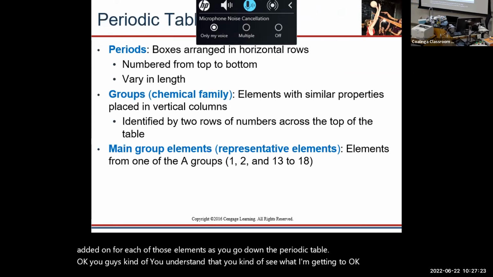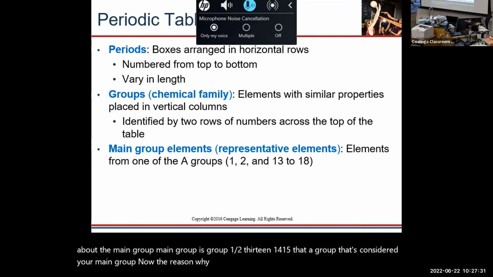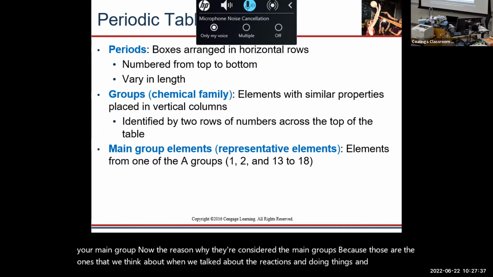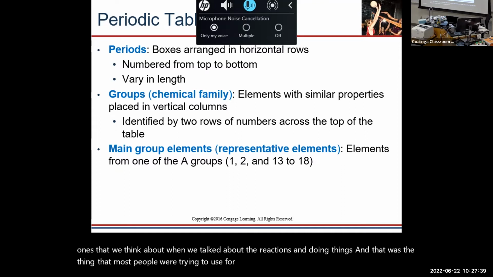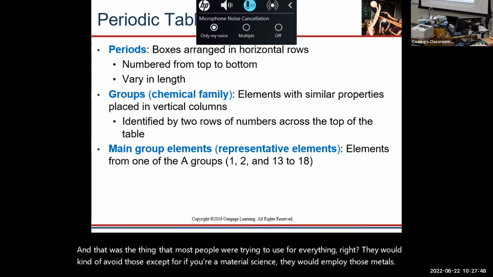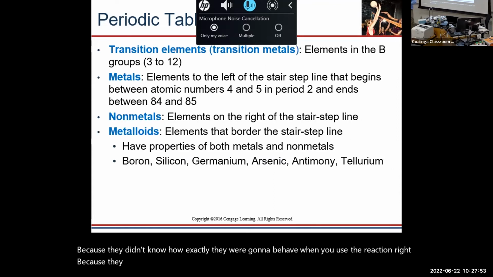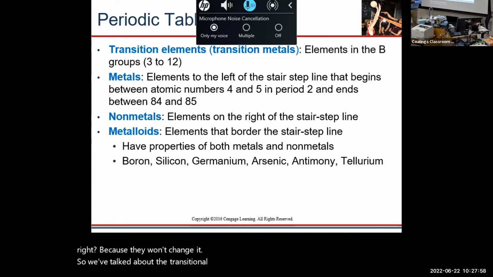So we've talked about the main group. The main group is groups 1, 2, 13, 14, 15, the A groups. The reason they're considered the main groups is because those are the ones we think about when we're talking about reactions. That's what most people would try to use for everything. They would avoid the transitional metals, except in material science, because they didn't know how exactly they were going to behave in reactions, because they were changing. So we talked about the transitional metals or transitional elements, and we've talked about metals and metalloids.